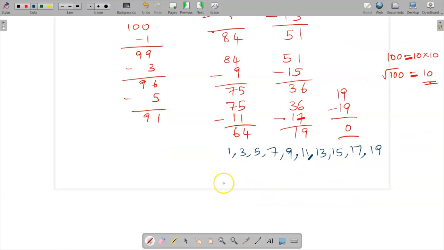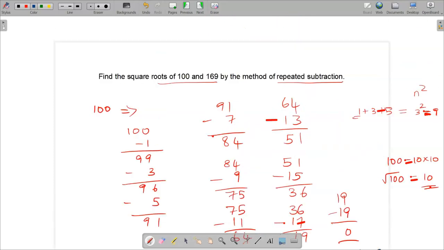So what is the square root of 100? The square root of 100 is 10. How many odd numbers have you subtracted from the given number in order to reach 0? Not 19. You have to count how many odd numbers you have subtracted from the given number. That is nothing but the square root. So how many numbers? 1, 2, 3, 4, 5, 6, 7, 8, 9, 10. 10 numbers you have subtracted. So the square root of 100 is nothing but 10. So already we know that it is 10, right? So in this way we have to find the square root by using repeated subtraction.